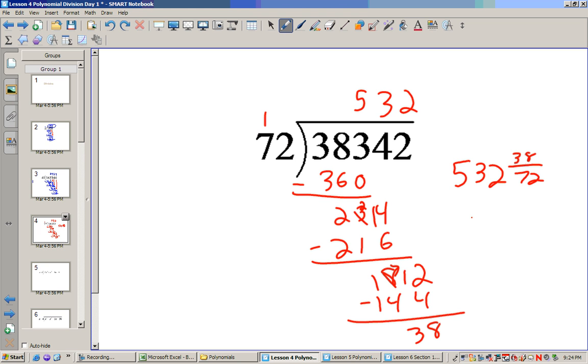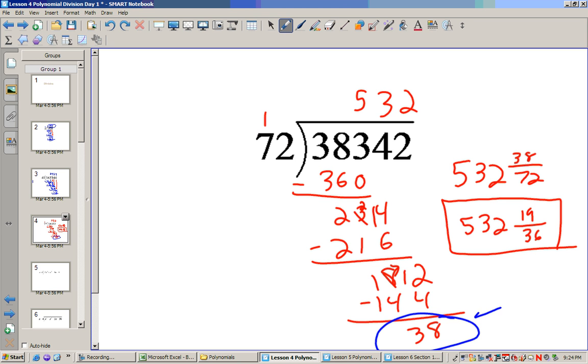Now this we could reduce a little bit. Let's say we can cut it in half, so that would be 19 over 36. And that's about as far as we can reduce it. So 532 and 19 over 36. Notice if we have a remainder, 38 is what we call a remainder.